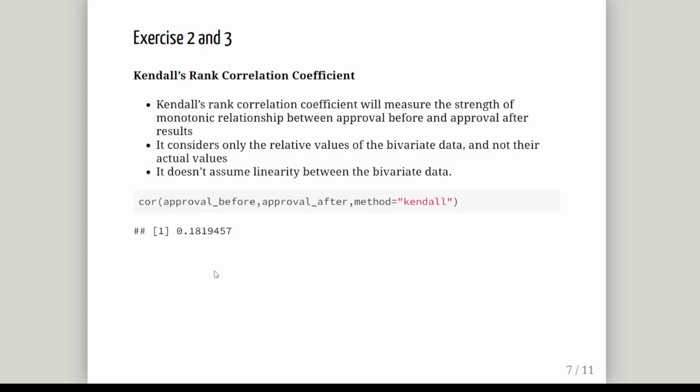Exercise 2 and 3 we're going to do together. Kendall's rank correlation coefficient will measure the strength of a monotonic relationship between approval before and approval after results. It considers only the relative values of the bivariate data and not their actual values. It does not assume linearity between the bivariate data. So this is the command cor, or correlation. Name the 2 vectors, approval before and approval after, and specify that it should be the Kendall's correlation coefficient. That gives the Kendall's tau 0.1819, and so on.